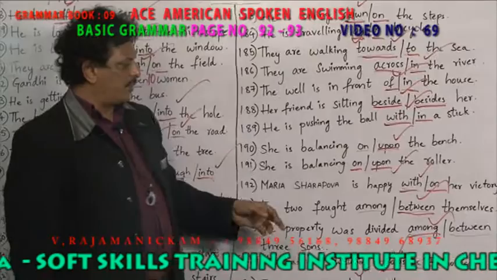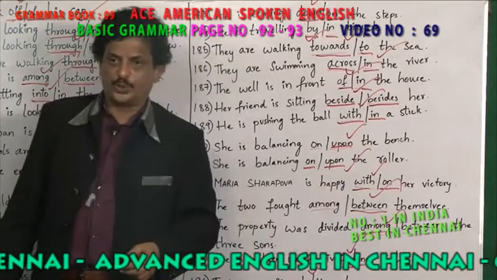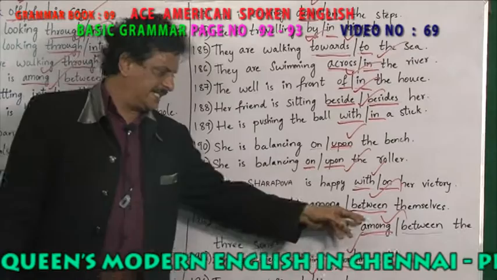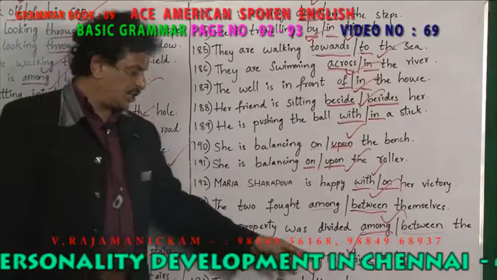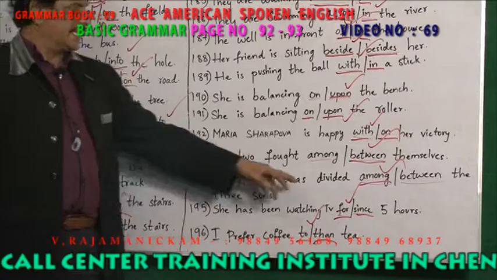Maria Sharapova, she is a tennis player, is happy with her victory or on her victory endru paarkira bolude thannudaiya vetriyudan, with. The two fought among themselves or between themselves, na rendu verum avargalukkul sandai ittu kondargal. So between. The property was divided among or between three sons. Moonru magankalukkul avargaludaiya baaga pirivinai nadandhadhu endru solgira bolude among the three sons. She has been watching television for five hours or since five hours endru paarkira bolude ottumothamaaga timeai patri solgira bolude for five hours, not since five hours endru sollakoodadhu. Since na from the time it started, since 10 o'clock.